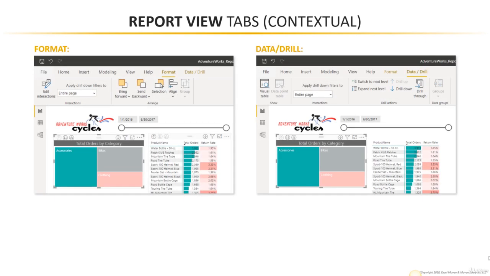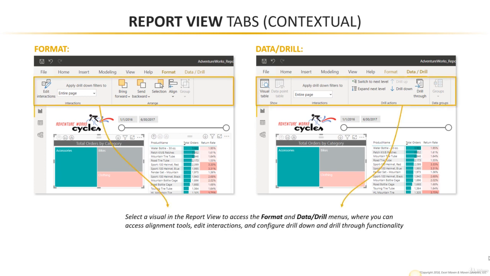Now in the report view, you'll also see a couple different contextual menus, like the Format and Data Drill menus. And these are only going to appear when you have a visual selected. And inside of these menus, you're going to find the same old tools that you're used to seeing. You can access alignment tools, you can edit visual interactions, configure your drill down and drill through functionality. We'll talk about all that stuff later.